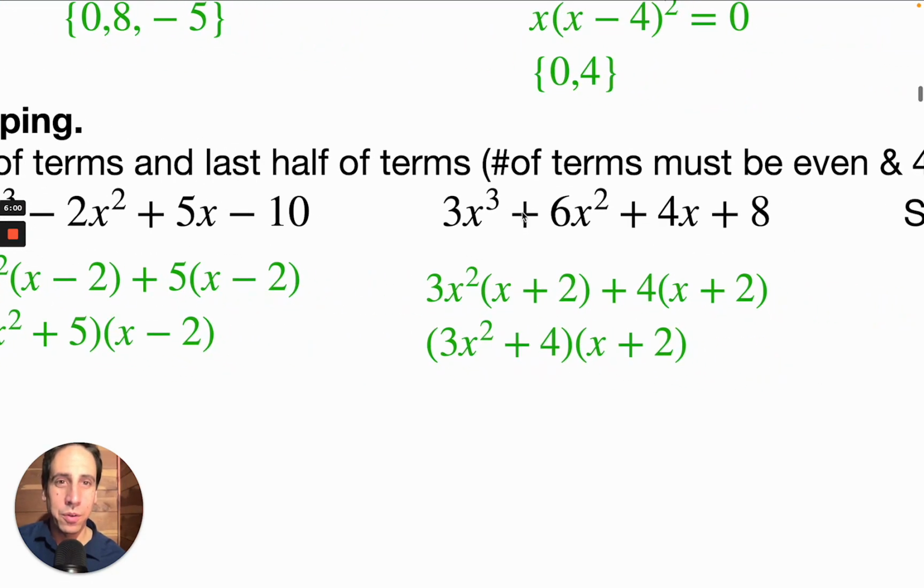All right, so we've got four terms, and we can find the greatest common factor of the first two and the second two terms. The greatest common factor of the first two terms is 3x squared, and what that leaves behind is an x from this term and a 2 from this term. You can factor out a 4 over here. That's the greatest common factor, and x plus 2 is what's left behind.